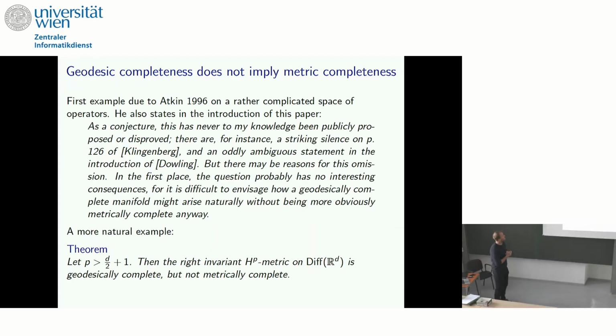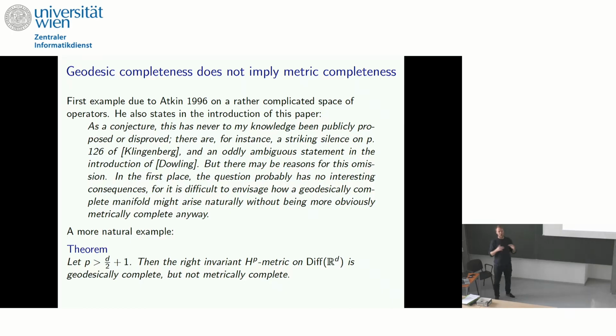Geodesic completeness does not imply metric completeness. Actually, Atkin wrote, I kind of like this quote because I think he is in some way wrong here, he said it's very difficult to envision any natural example that is geodesically complete but not metrically complete. And then in the 90s, he constructed a very complicated example for this.